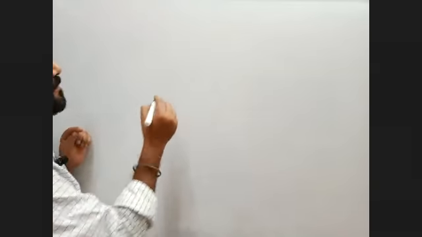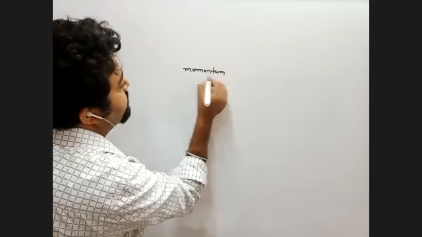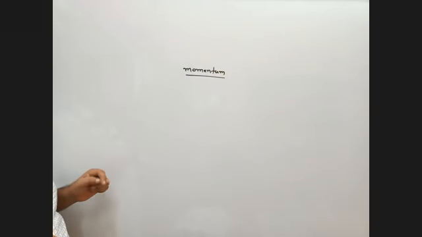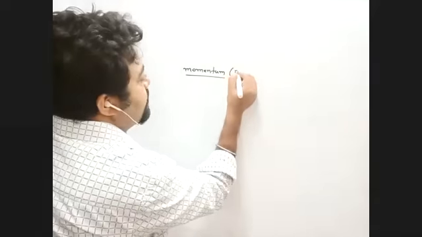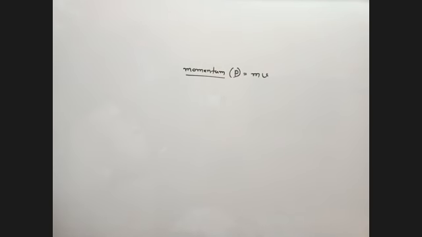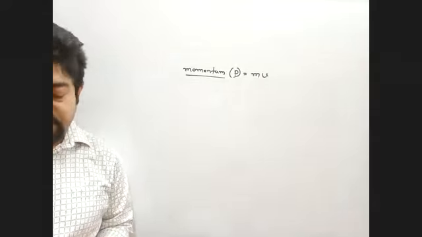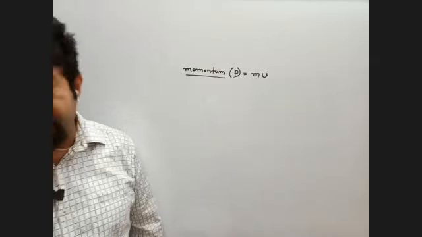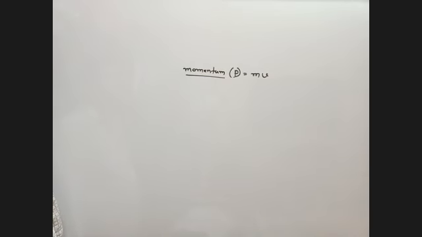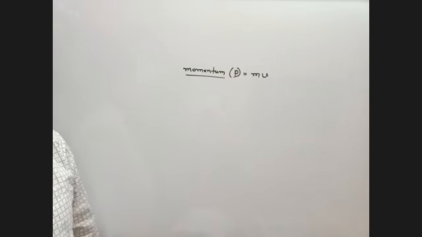After this, the next important term is momentum, which is represented by the symbol P, that is mass into velocity. Momentum is actually the effect of motion, or you can say the quantity of motion. That means how much motion there is depends on the momentum.